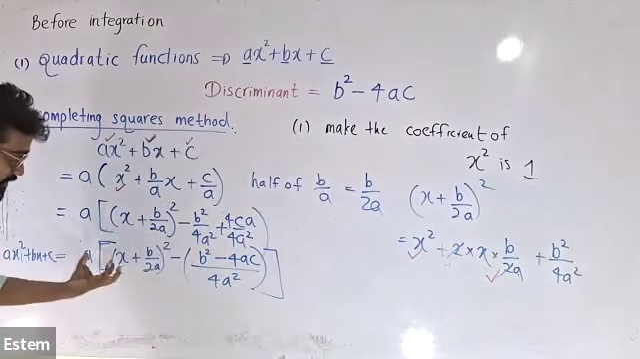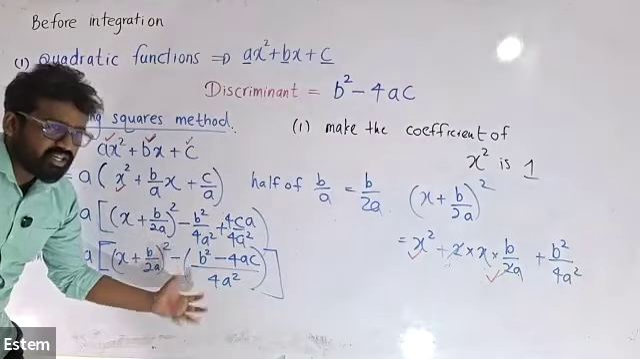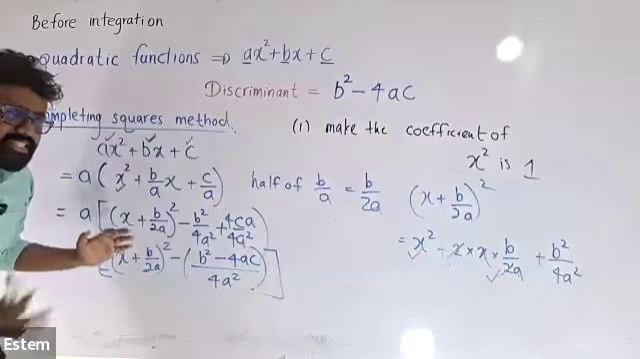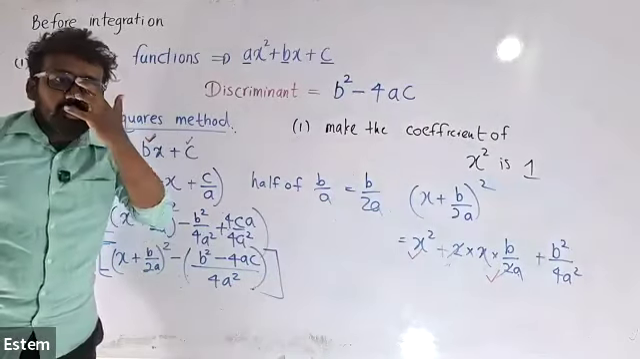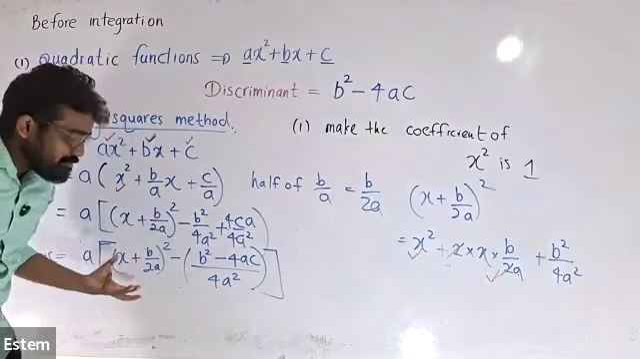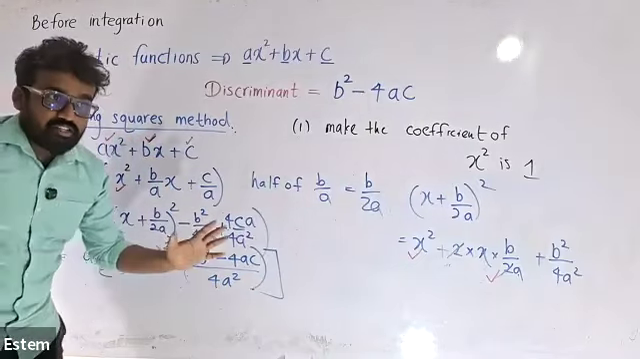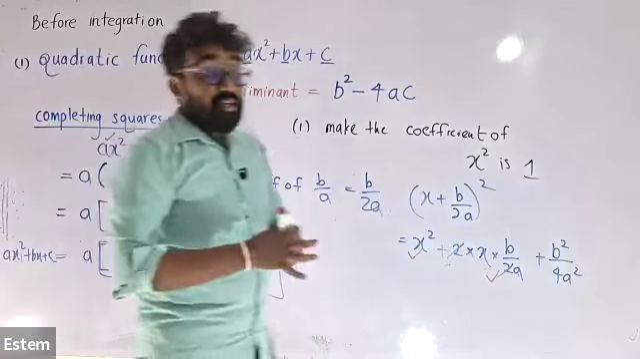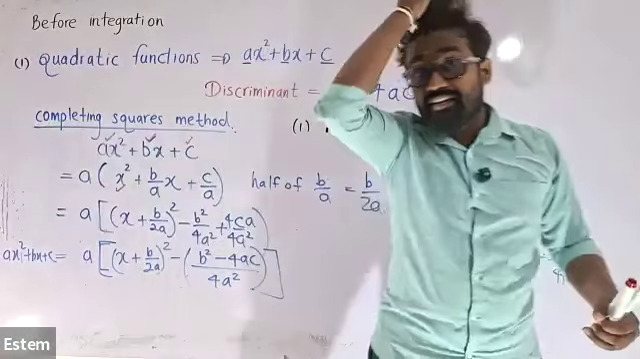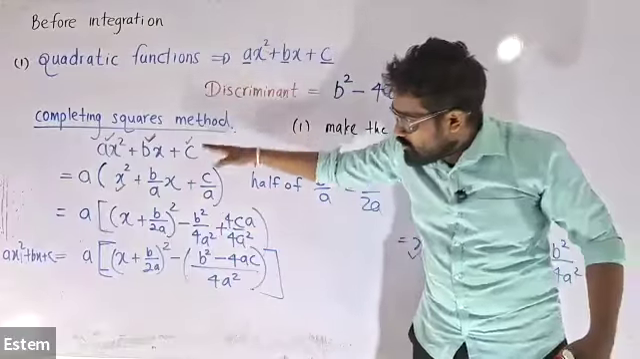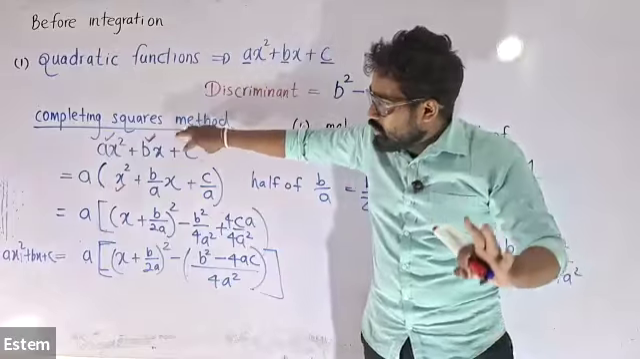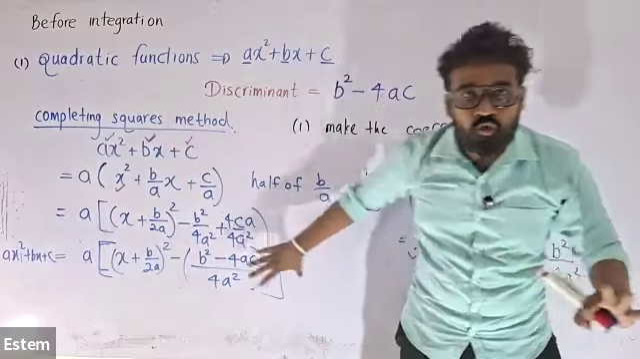In the completing square method, we can simplify these quadratic functions. I know you can't see any simplification here, but when we do integration, you will get the experience of how it is easier. The process is converting this into this form.